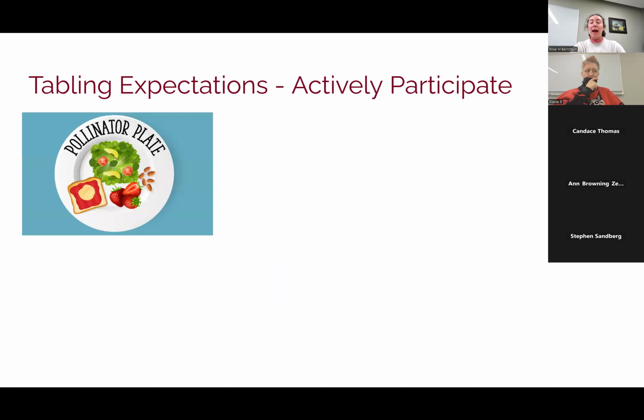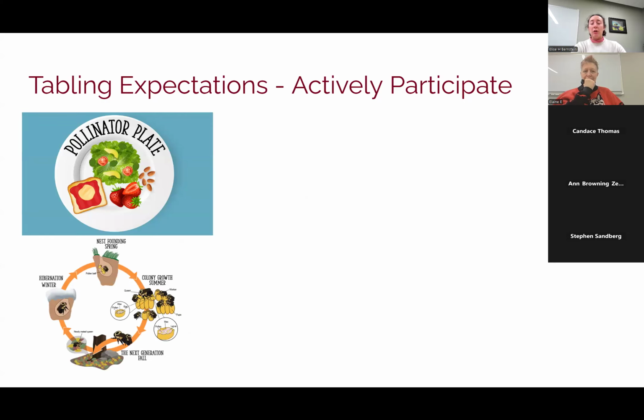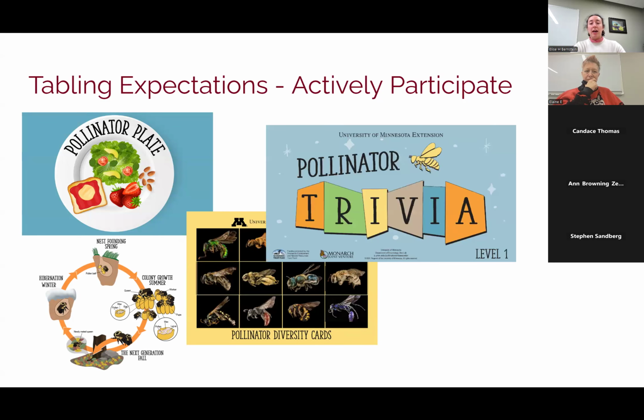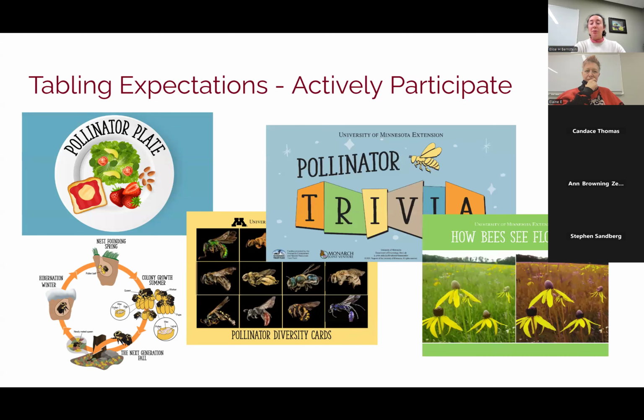We want you to actively participate. We have so many different activities from the toolkit. So the pollinator plates, our posters that have nesting habitat and nesting information, pollinator diversity cards, our pollinator trivia, how bees see flowers. There are lots of different activities that are part of the toolkit that are great ways to engage with folks as they're stopping by your table.